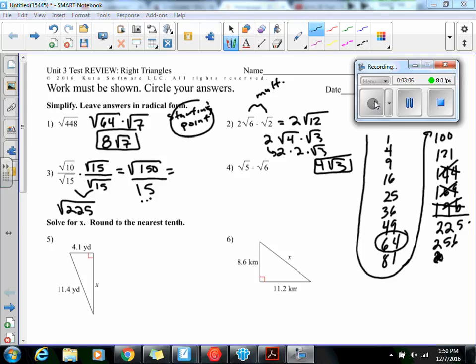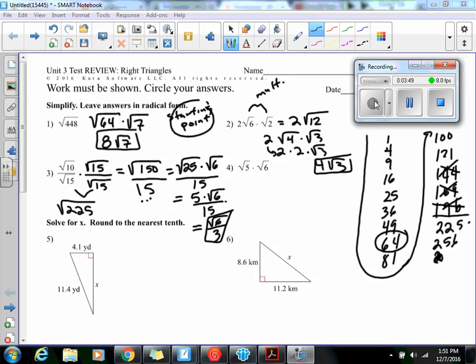Now I need to break up 150. I hope you recognize that 150 is divisible by 25. That's the only square number that divides into it. So this top part becomes the square root of 25 times the square root of 6, because 25 times 6 is equal to 150, over 15. The square root of 25 breaks down into 5 times the square root of 6 over 15. And I can reduce that one more time. 5 and 15 reduce down by 5 to leave me with the square root of 6 over 3, because 5 goes into 15 3 times.